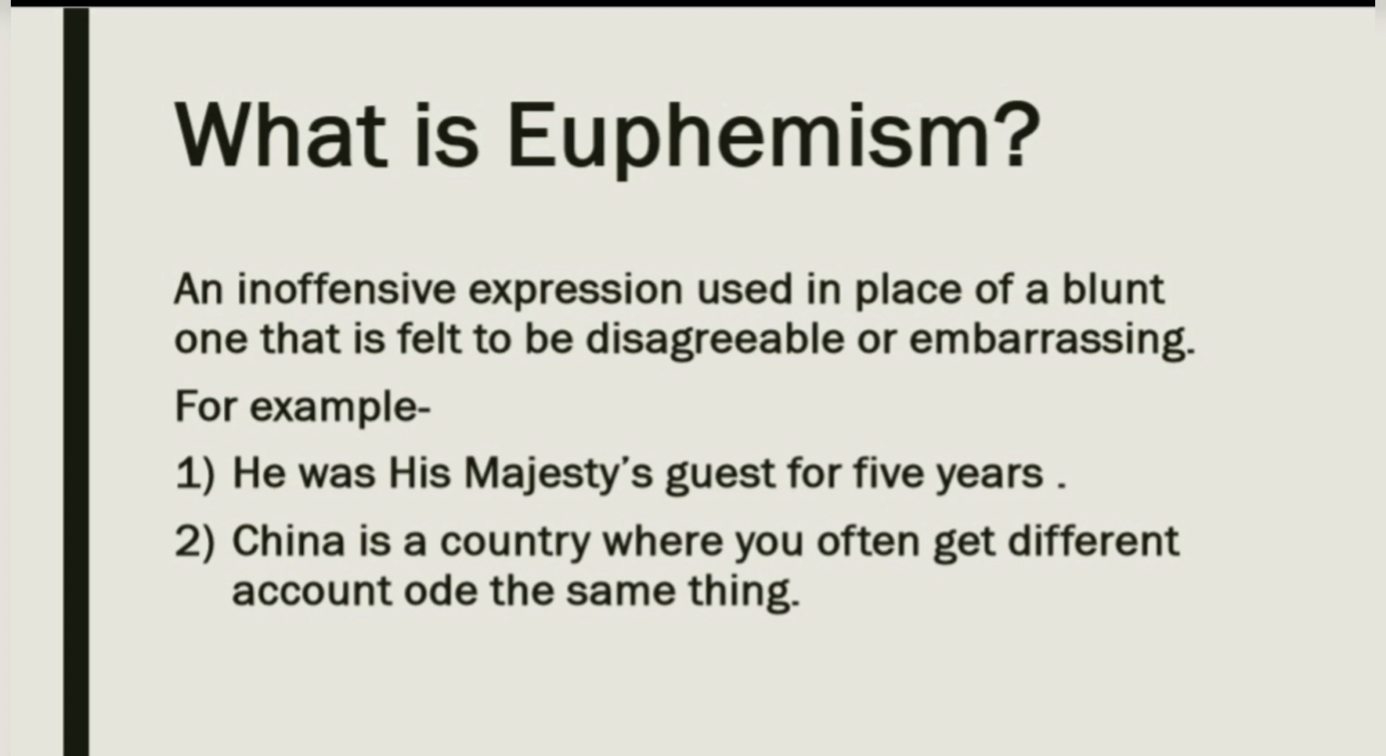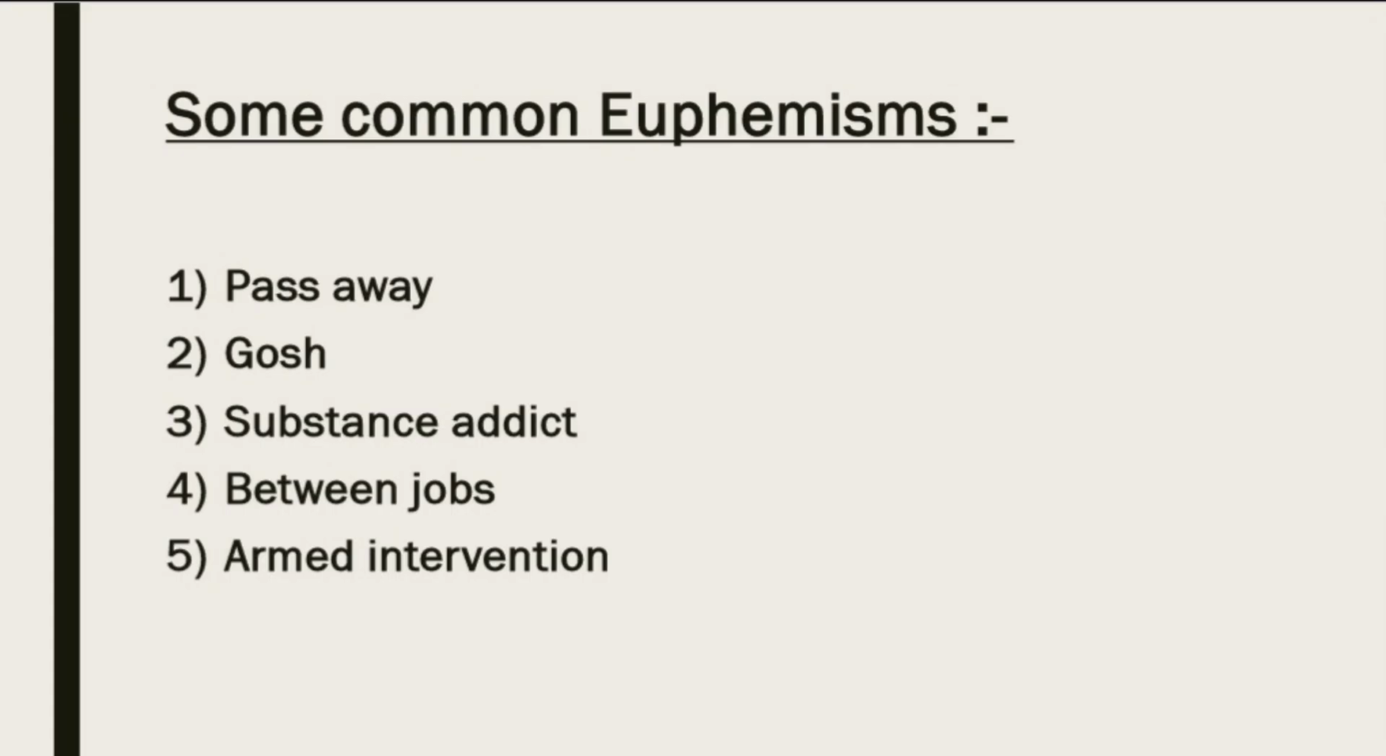So let us proceed towards its examples. The first one is, he was his majesty's guest for 5 years. So instead of saying that the man went as a guest and remained in his court for 5 years, which is a very long time for a guest to stay, he quoted these words. Next one is, China is a country where you often get different accounts of the same thing, meaning that many lies are told there.